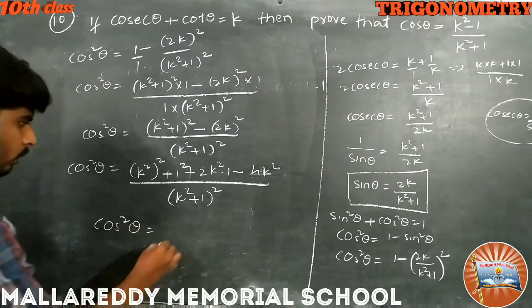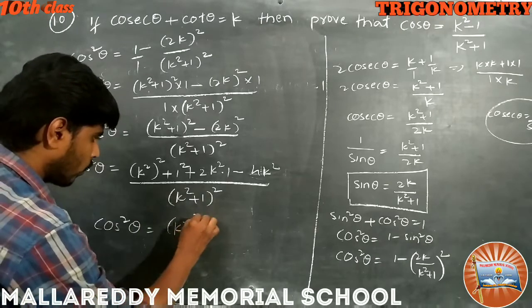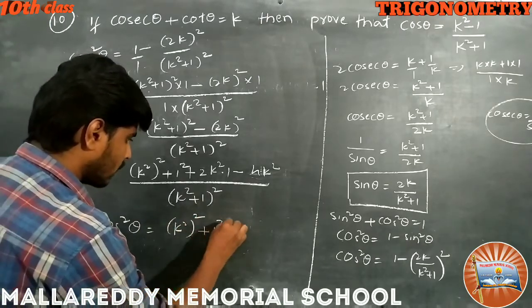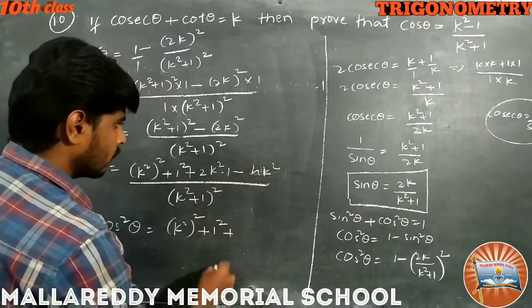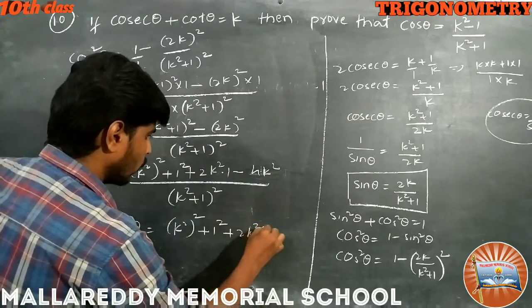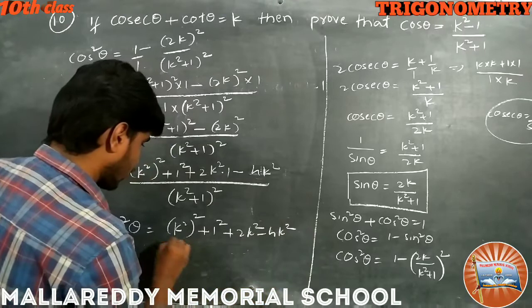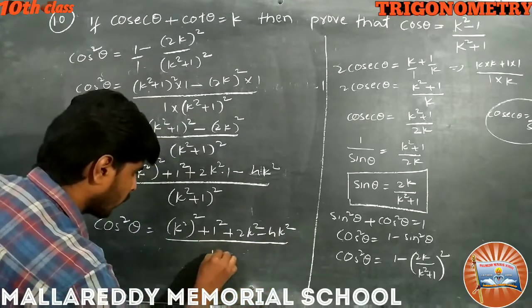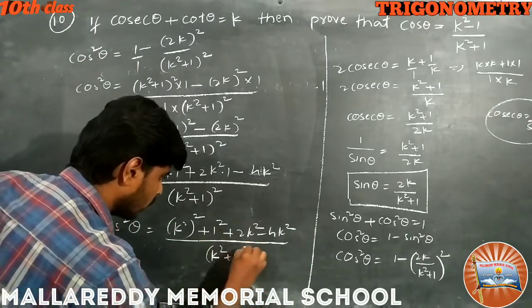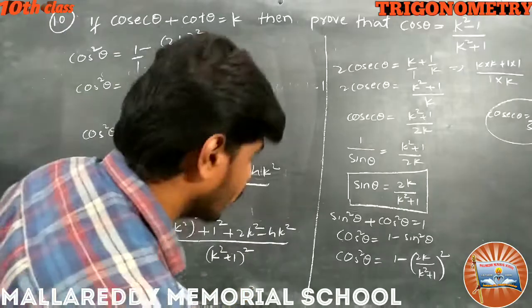Next, cos square theta is equal to (k square) whole square plus 1 square, this becomes 2k square minus 4k square, by (k square plus 1) whole square. Okay, right. I am going to erase this.